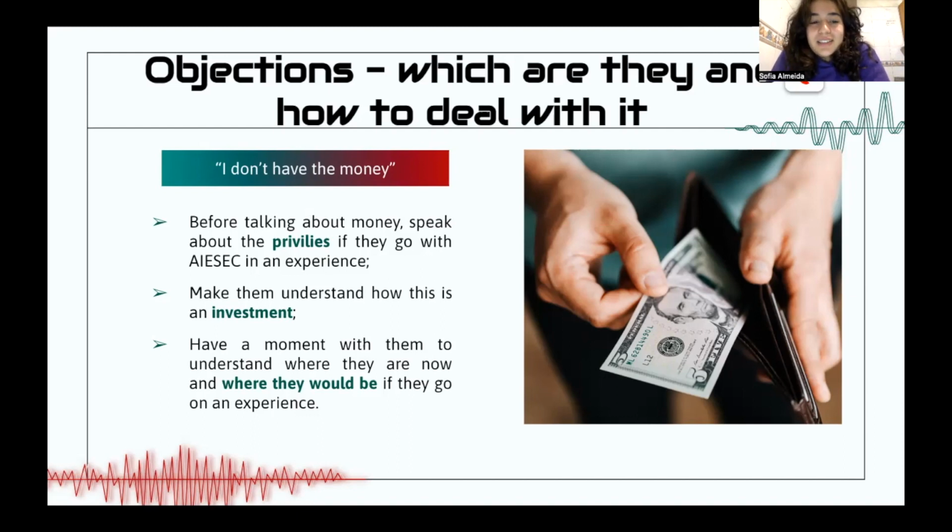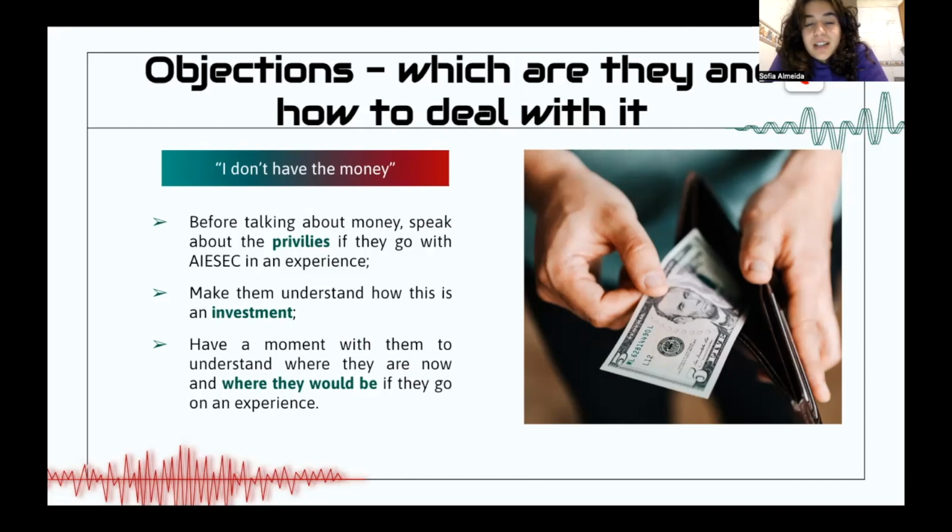But you can talk about the privileges that an AIESEC experience has before talking about the money, because if you talk about the money before anything else, they will subconsciously make the decision that they don't want to go to another country to have this experience. So you should always talk about the privileges, what they are going to learn, what impact they are going to have, for them to develop interest in that.